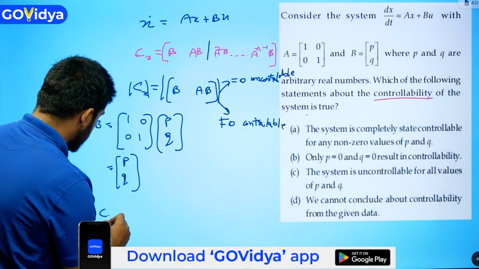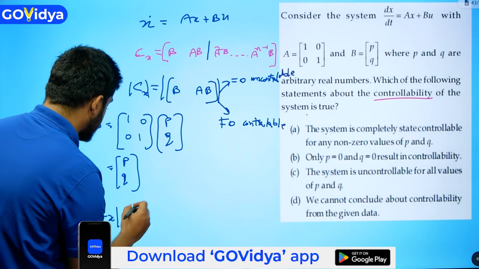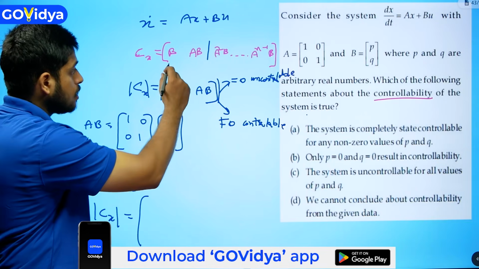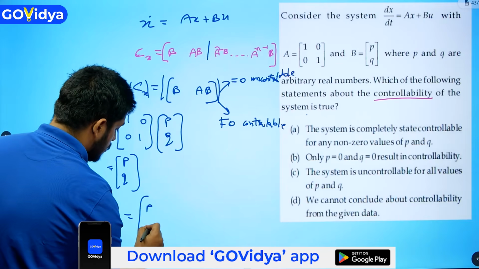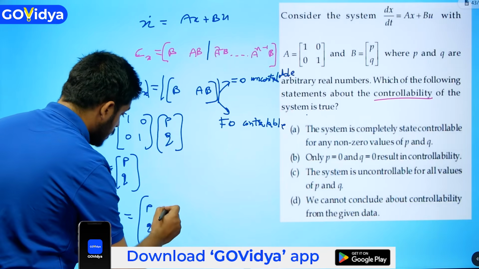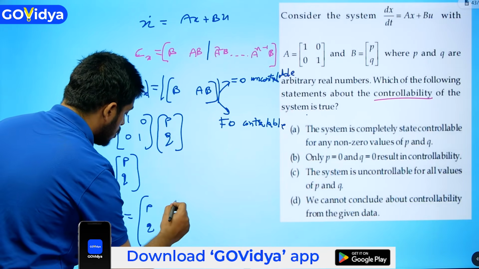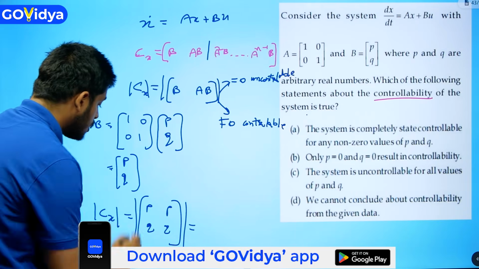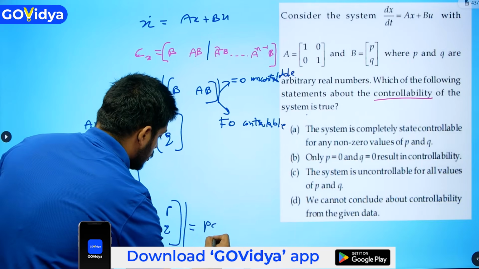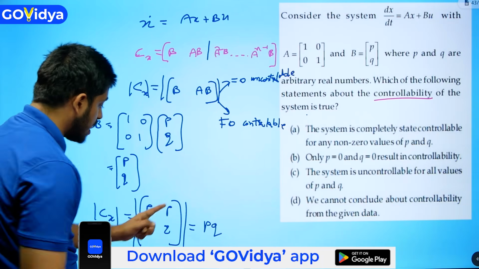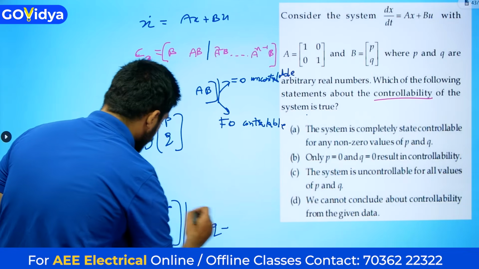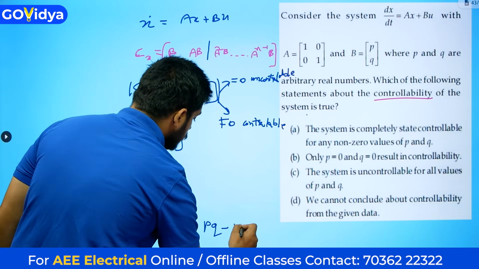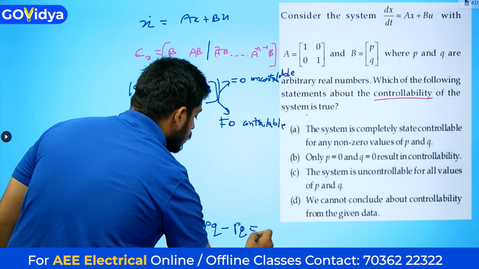So taking it as C of X determinant, we will get first, what is B? B is PQ. What is AB? AB is also PQ. Taking the determinant of this, we multiply these both diagonals and those both diagonals and take their difference. So PQ minus PQ, which is 0.